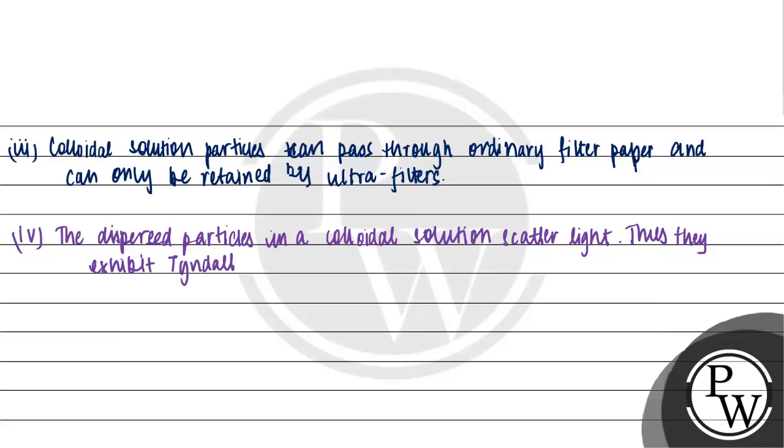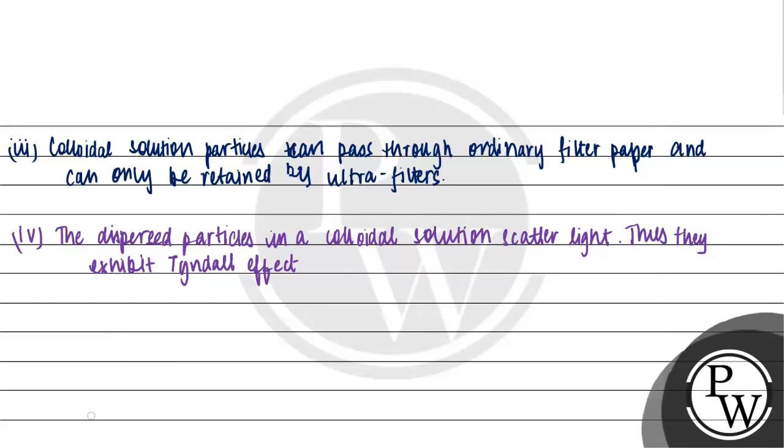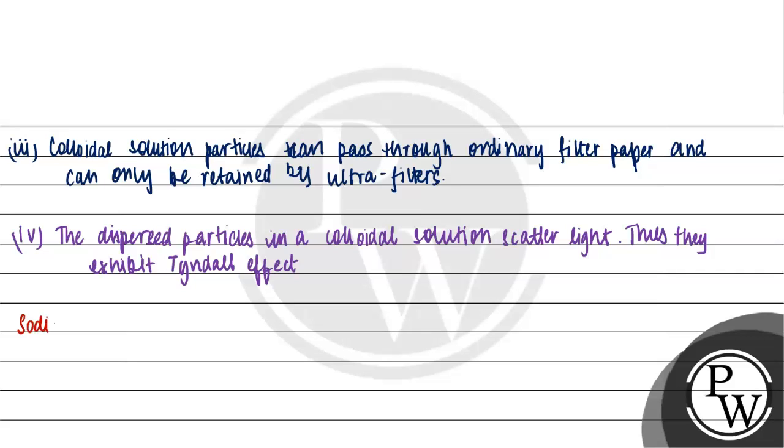Now let us see the options that are given to us. हमें पहला ऑप्शन दे रखा है which is NaCl, सोडियम क्लोराइड. अगर हम सोडियम क्लोराइड की बात करें, sodium chloride in water acts as a true solution. It acts as a true solution and not as a colloidal solution. It forms a homogeneous mixture, we can say.